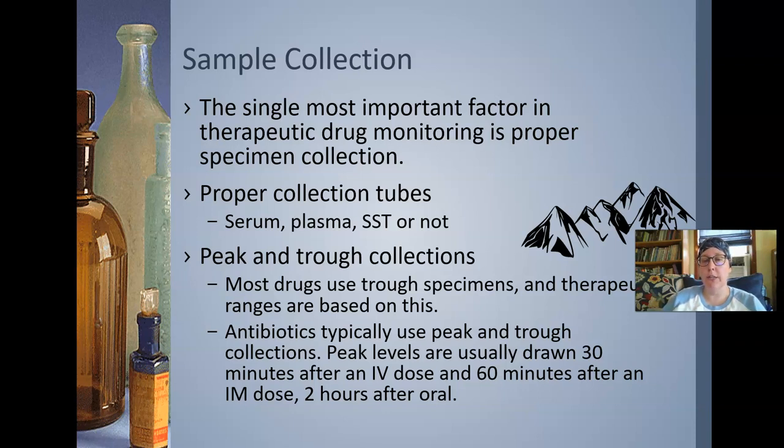So your peak and trough collections, if you think about it this way, the peak of a mountain is going to be the highest level the drug is at, and then the trough is like the valley, it's going to be the lowest. Most drugs, TDMs, will use trough specimens, so the lowest level, and it's usually right before the administration of the next dose. Your therapeutic ranges are based on the trough levels. As long as the lowest level is not toxic and it's still within the therapeutic range, then we're good to give the next dose.